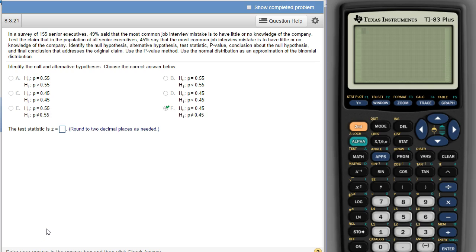Hi Stats class, this is another homework problem from your 8.3 homework set. And in this we are trying to determine what type of hypothesis test to run.